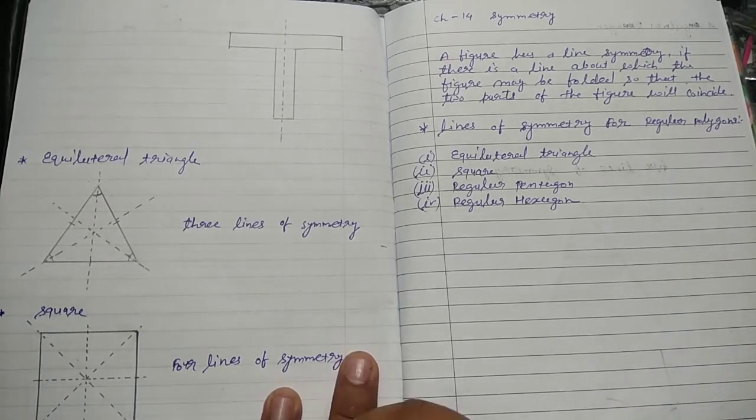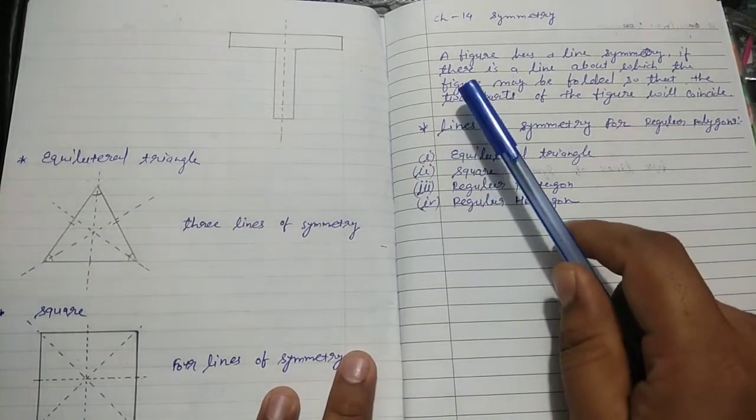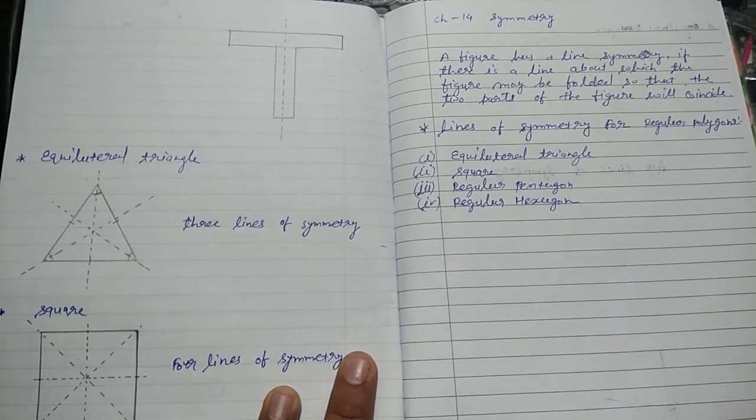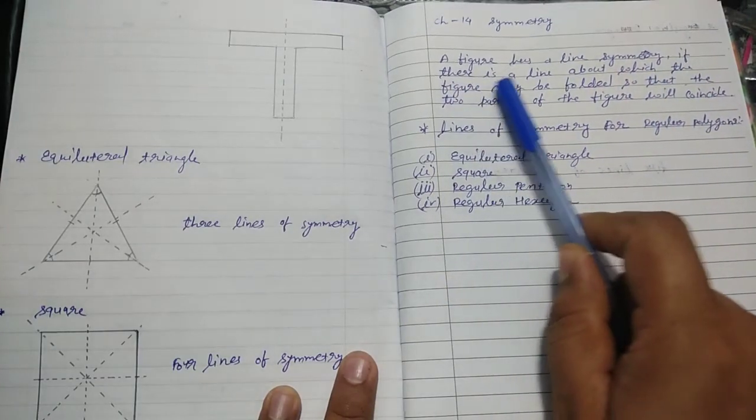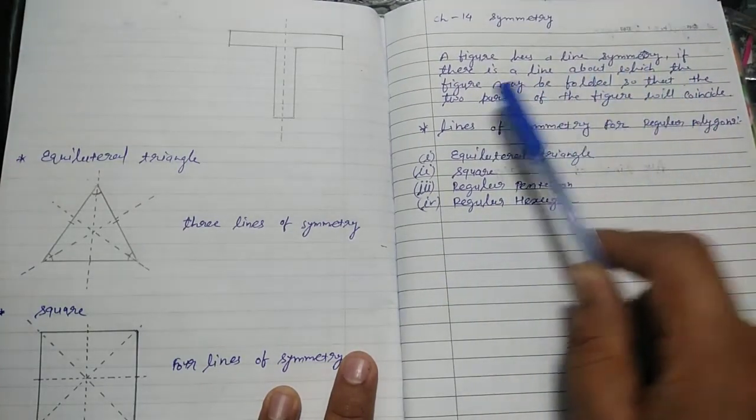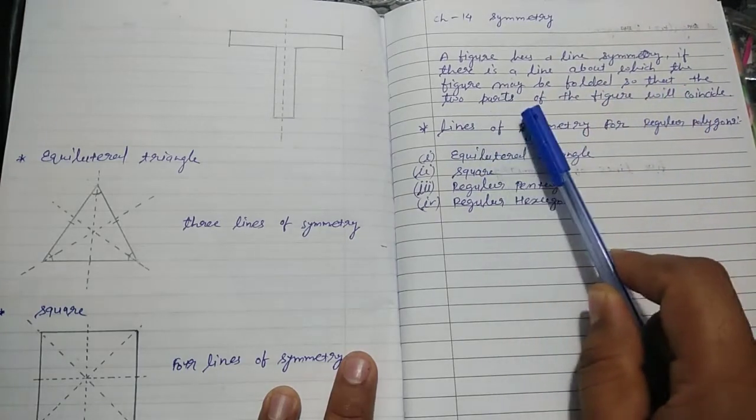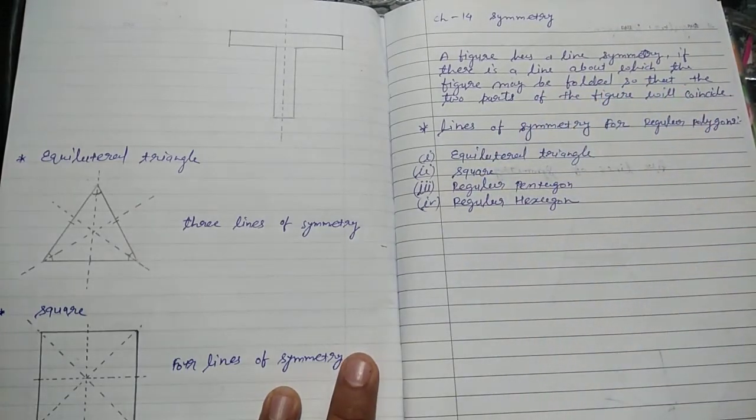So what is symmetry? Mathematically, we can define it as: a figure has a line of symmetry if there is a line about which the figure may be folded so that the two parts of the figure will coincide.